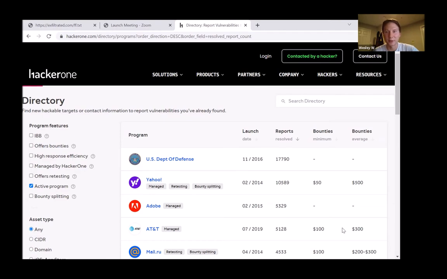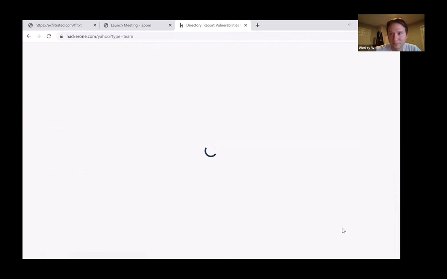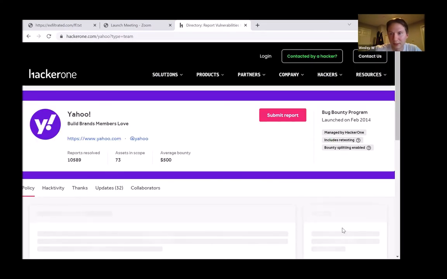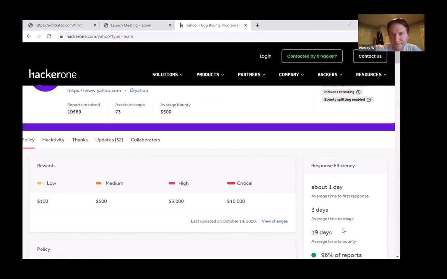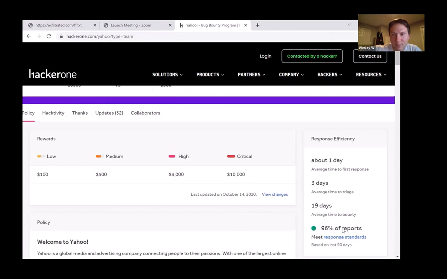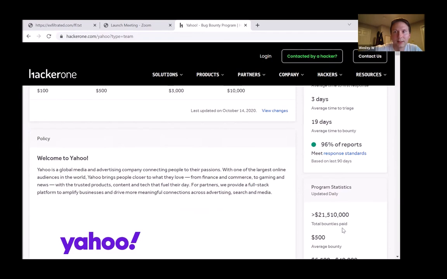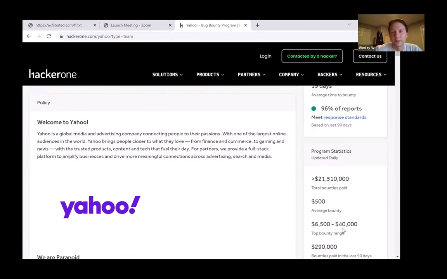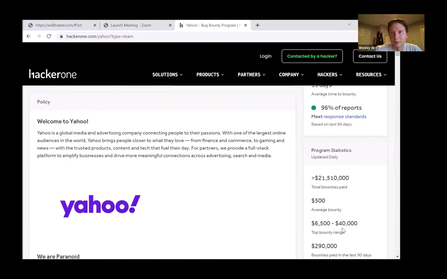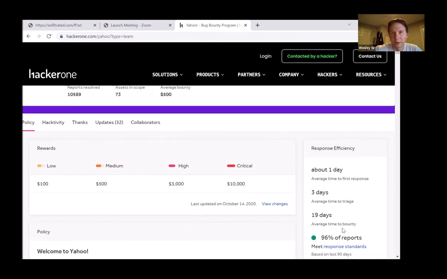Yahoo, though, they've also had 10,000 resolved issues. They pay for all their issues. So they've paid out a ton of money. Actually, if we click on them, it'll tell us how much they've paid out. What do you think it is? I'm guessing 10 million. Oh, 21 million. Total bounty paid. So they've been running for quite a few years. I think they probably pay out a couple million a year on their bounty program.